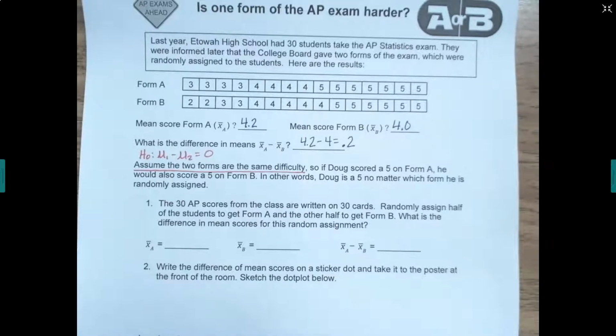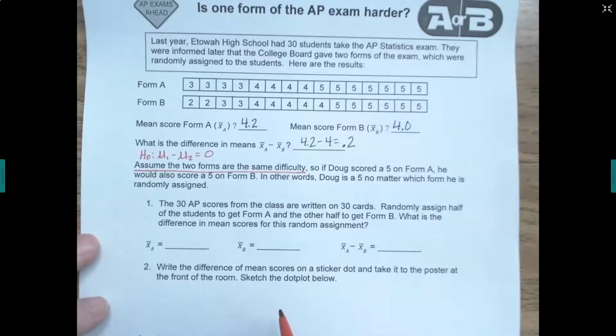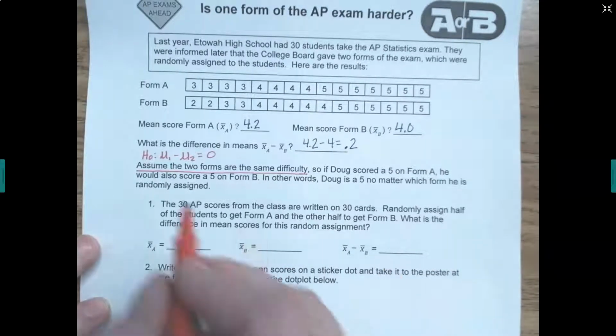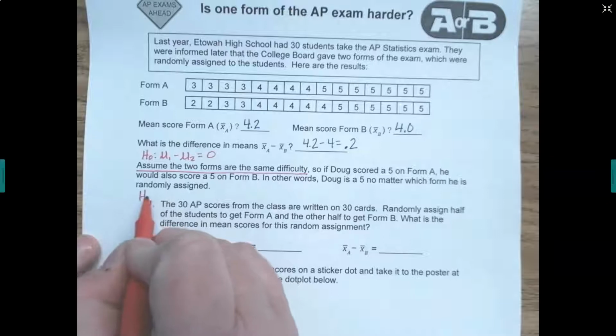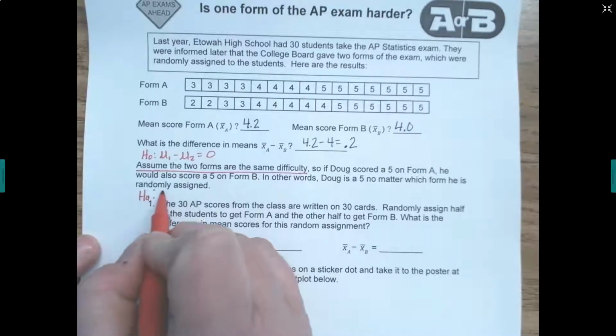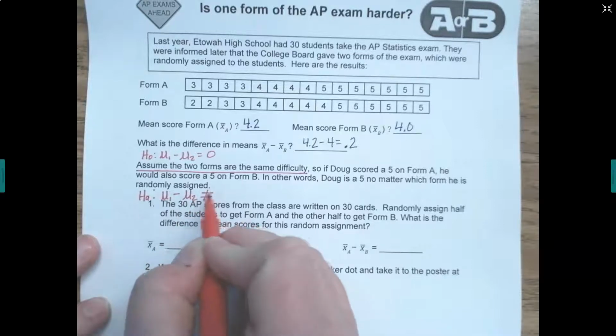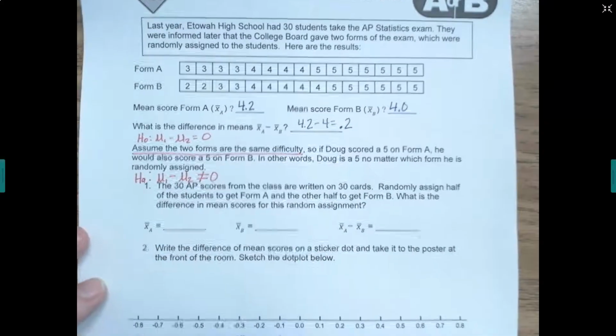Okay, so now the 30 AP scores from class. I randomly assigned half the class to Form A and half the class to Form B. So they were randomly assigned. And what is the difference in mean score in this random assignment? Our alternative here is that mean 1 minus mean 2 is not 0. So we're going for a two-sided test here.